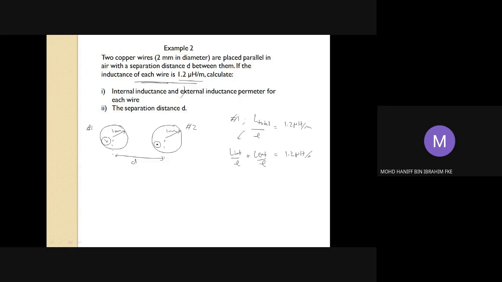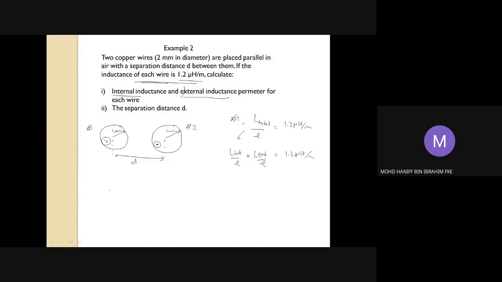Okay, per meter. So this is what is requested from the question, which is to find the internal inductance and external inductance. I think we can do it one by one. We go for the internal inductance first because this is similar.